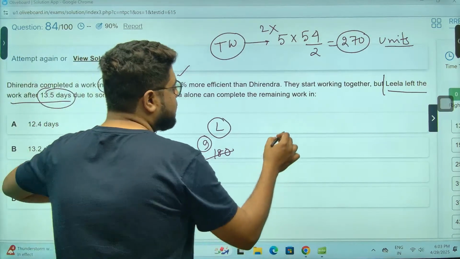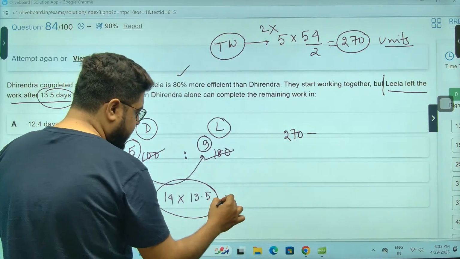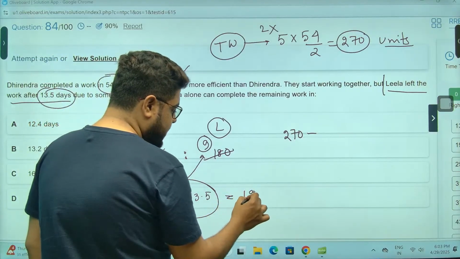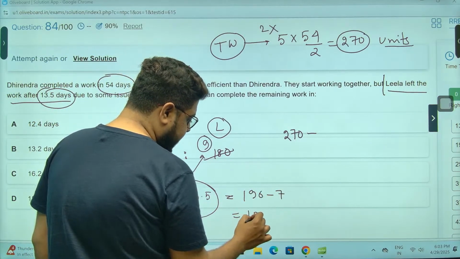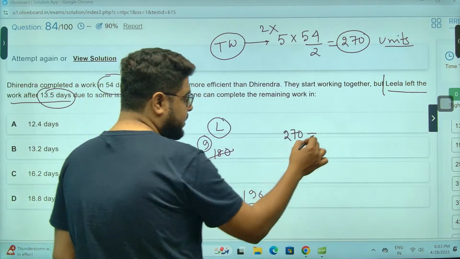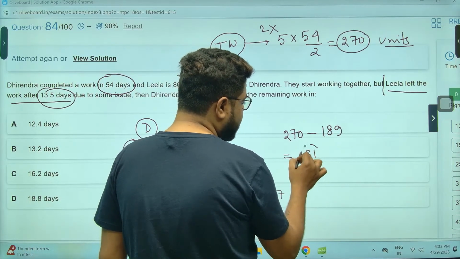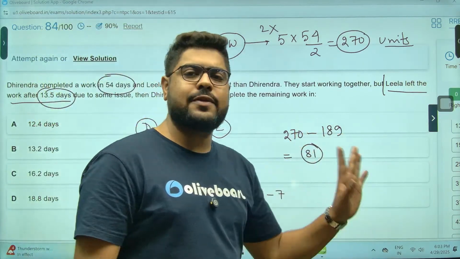Total work was 270, minus this much work done. Calculate: 14 into 14 is 196, minus 14 into half, that is 7. So 189 units of work is done. Remaining is 270 minus 189, which is 81 units of work left.